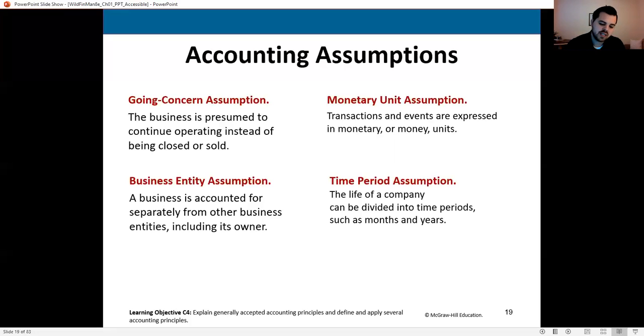We then got the business entity assumption, which tells us the business is accounted for separately from other business entities, including its owner. So if I own the business, as long as I'm not running essentially a sole proprietorship, me and the business are separate, right? So if I've got a corporation, which is what this course is primarily dealing with, is corporate accounting, Walmart and Walmart's chief shareholder are not the same. So anything the chief shareholder does should not be reflected on Walmart's books unless it was done through the Walmart company. Then it should be done on their books.